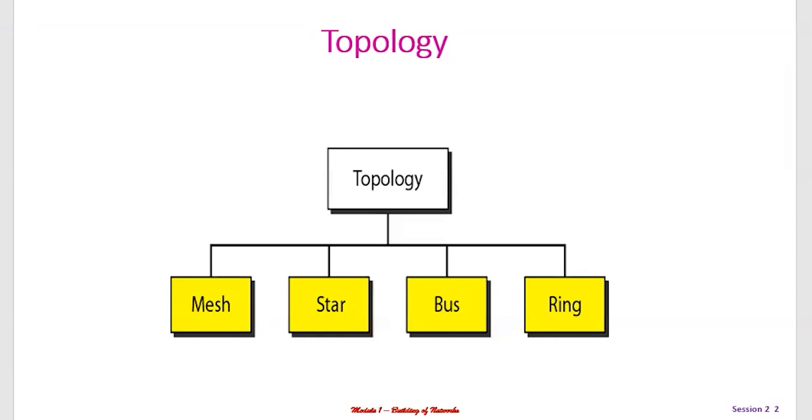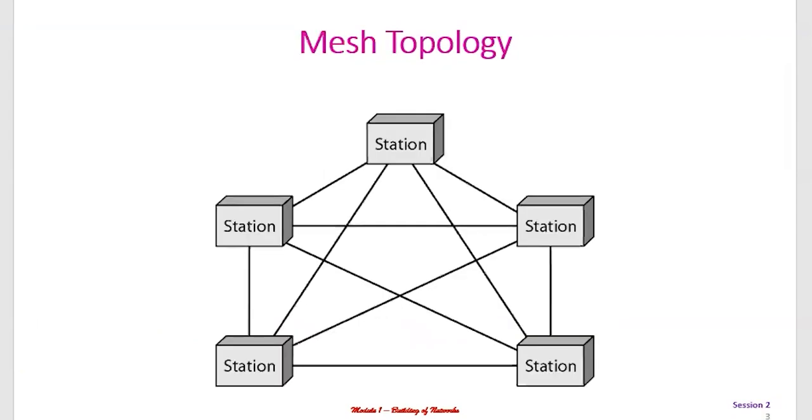Fundamentally, the topology can be categorized into four categories. One is called mesh topology, second is star topology, third is bus topology, and fourth is ring topology. We are going to see them one by one in this video. So first is mesh topology. This is the diagrammatical illustration of a mesh topology. Consider we want to construct a mesh topology with 5 devices, numbered 1, 2, 3, 4, 5.